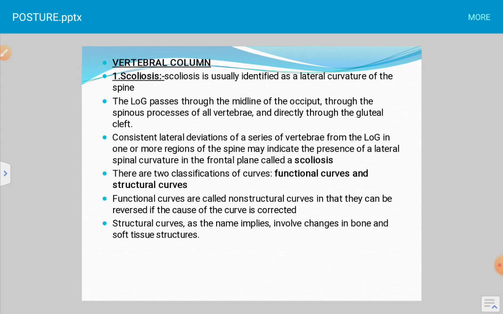Okay, and there is a constant lateral deviation of a series of vertebrae from the line of gravity, or one or more regions of the spine may indicate the presence of lateral spinal curvature in the frontal plane, which is called scoliosis. Okay, there is a consistent lateral deviation of a series of vertebrae.